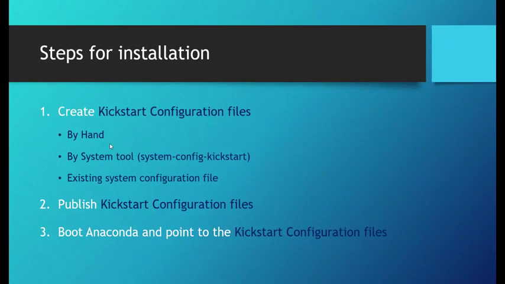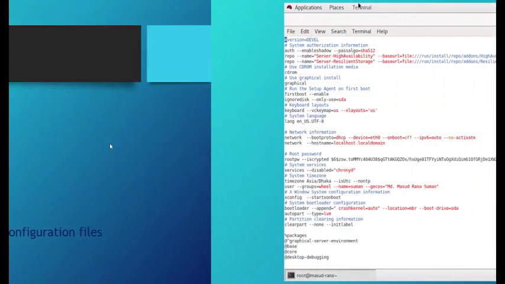You can configure Kickstart in 3 steps. First we have to create this configuration file, then we have to publish it, then we have to point to this configuration file from the client PC. We can create the configuration file in 3 ways: one is by hand, one is a system tool, another is an existing system configuration file.